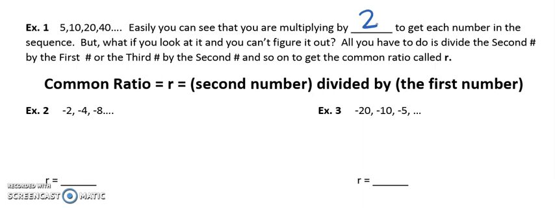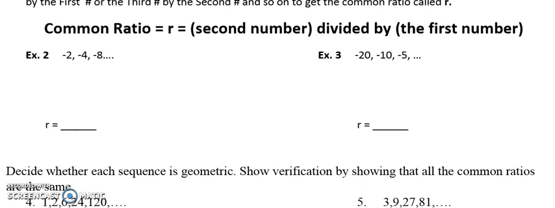But what if you look at it and you cannot figure it out? You're just like, oh my god, what if they multiply by a fraction? This will be way more difficult, right? All you have to do is divide the second number by the first number, or the third number by the second number, and so on, to get the common ratio called R. So this looks real similar to the difference, except we are dividing. So it's a number divided by its previous number.